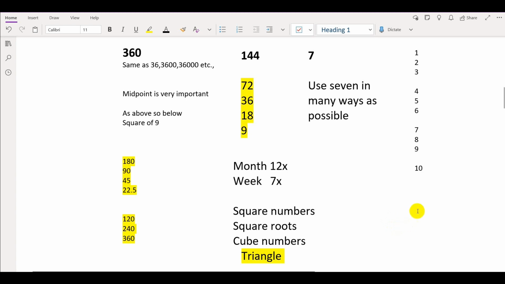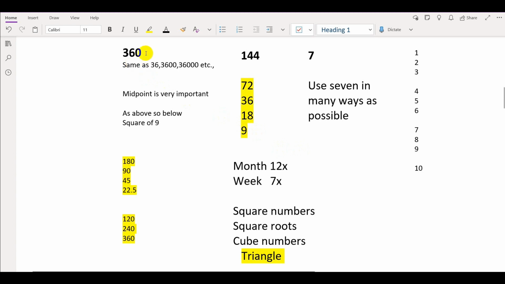So when you're using a number, always be sure to multiply that by 12, because 12 months in a year and 7 days in a week. Those are very, very, very important. The 12 square is 144 actually. So it's all connected.